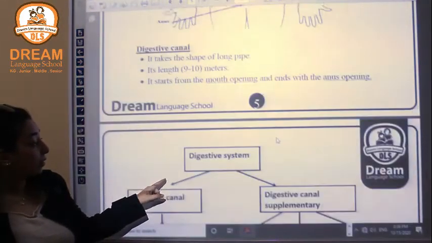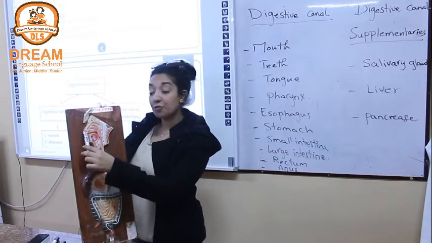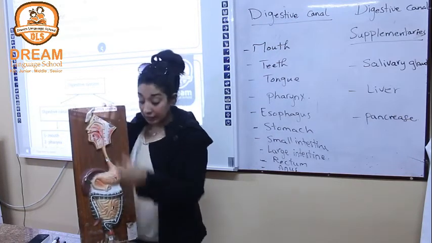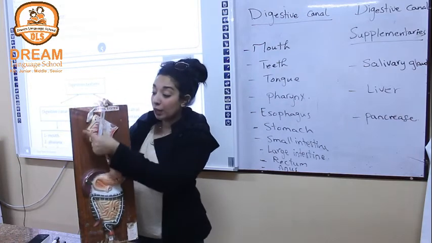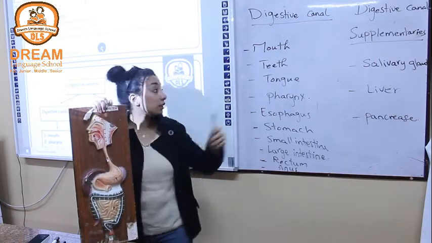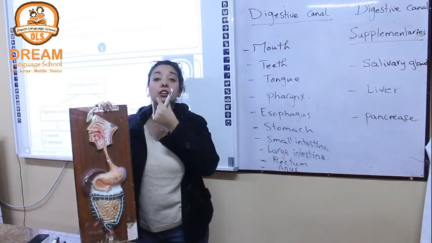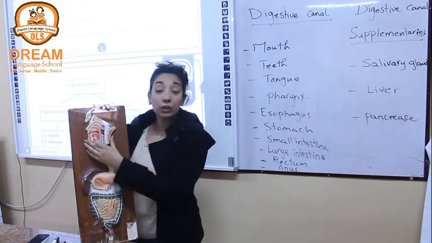Let's start with the digestive system. Okay, so the food has a very long journey inside our body, starting from the mouth till it reaches the anus. So what is the way? It moves in a very long journey starting from the mouth. This is called the digestive canal. The meaning of canal is the way that the food passes from the mouth till it reaches the anus.